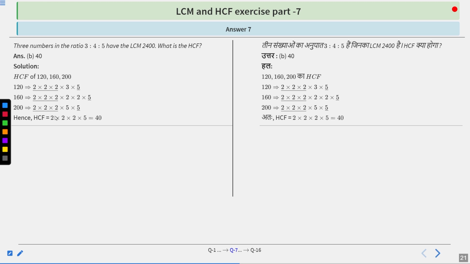So 2 into 2 into 2 is taken into consideration to find the HCF. Apart from this, 3 is only present in factors of 120, but not in the factors of 160 and 200. So 3 can't be taken into consideration. 5 is present in the factors of 120, 160, and 200. But we have to take the least power, that is 1. So 2 into 2 into 2 into 5, that is 40, is the HCF. Option number B is the correct answer.